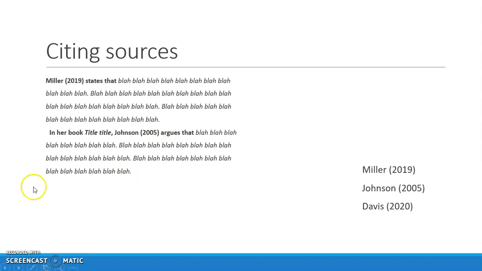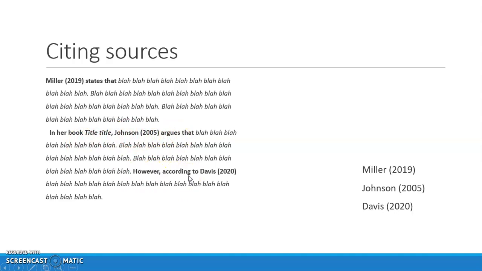And then for aesthetic reasons, you may want to put a new reference without starting a new paragraph. Usually when you start a new paragraph, it means that you're starting a new topic. You're starting to talk about something new. But perhaps you're still on this topic, but you want to compare whatever Johnson argues to what someone else says. And then you can do that. You just mention a new reference. However, according to Davis, blah, blah, blah, blah, blah. So now all that comes after here is from Davis.